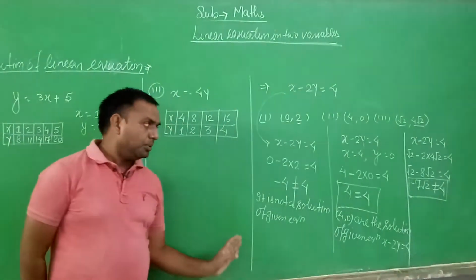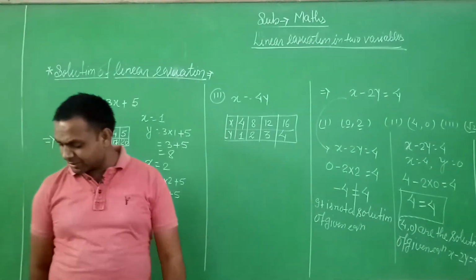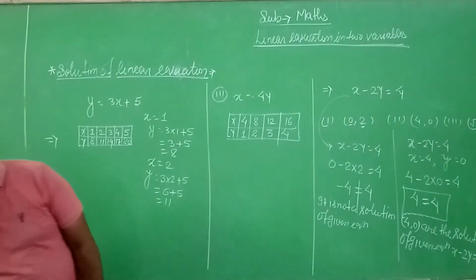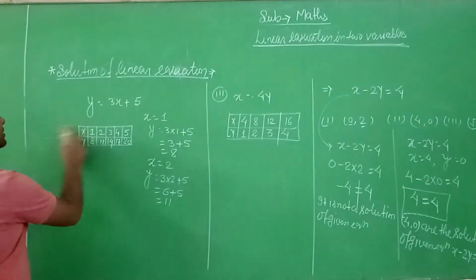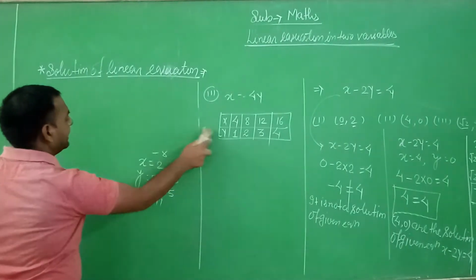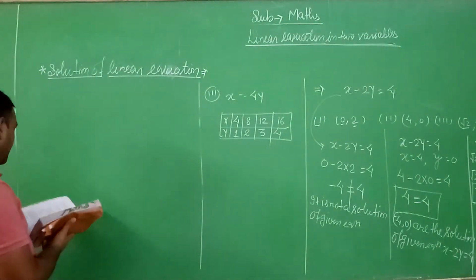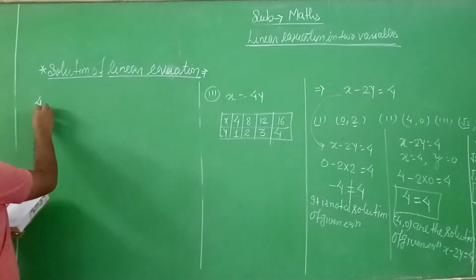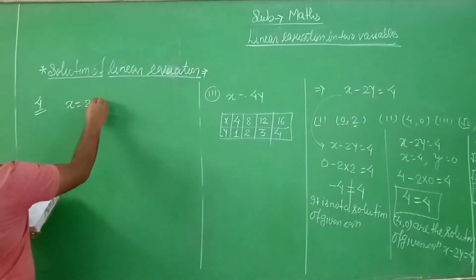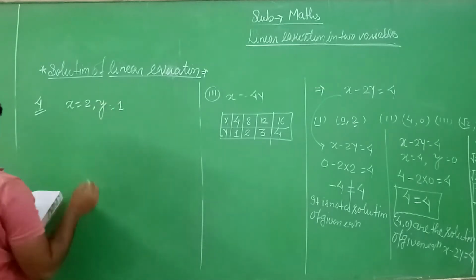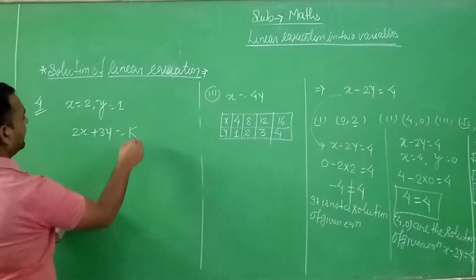Okay, so all of you understand these questions. Now we are going to solve the next question. The next question is to find the value of k. Here you can find the value of any constant k if some conditions are given. This is question number 4: find the value of k if x is equal to 2 and y is equal to 1 in the given equation 2x plus 3y is equal to k.